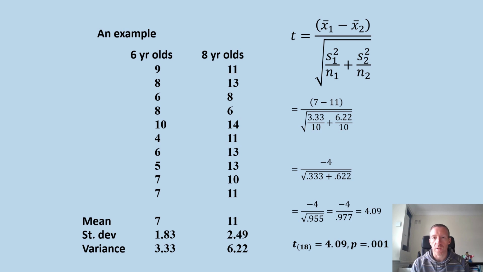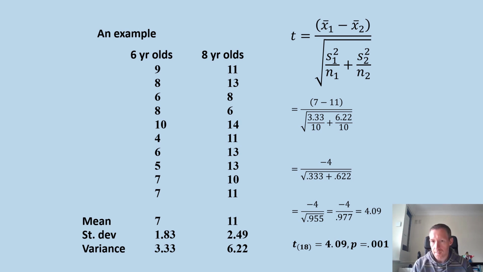So we've got the variance for the 6-year-old group, 3.33, divided by 10, the number of individuals in that group, plus 6.22, the variance for the 8-year-old group, divided by 10, the number of people in that group. If we do those calculations, we get a t-value of 4.09. Technically, what we've got is a t-value of negative 4.09.